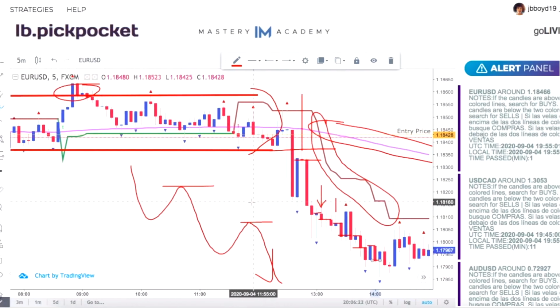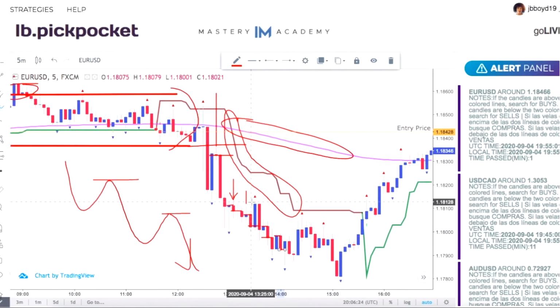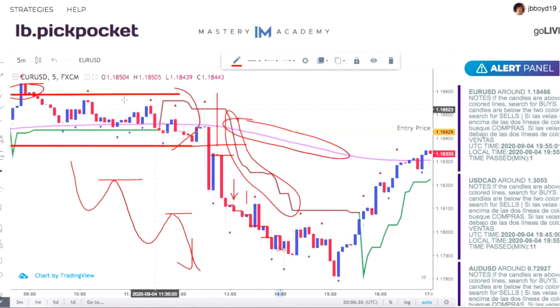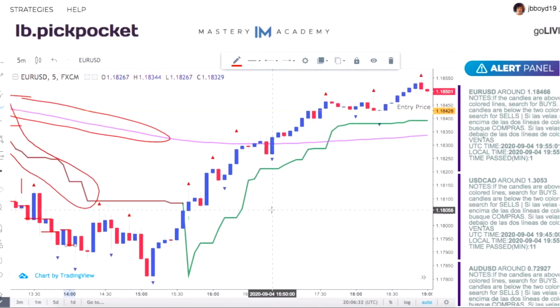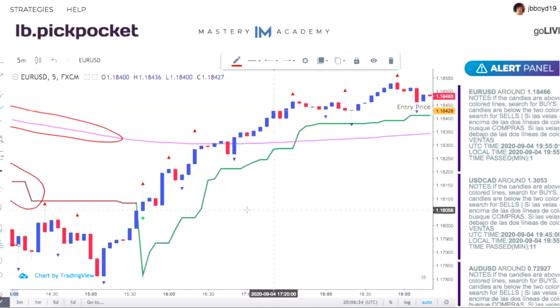So pretty simple with the pickpocket strategy. That's how you apply it in both a ranging time when the market is consolidating as well as a trending time. And we simply follow the same exact principles in reverse when the market is trending in the upward direction, as you can see here.